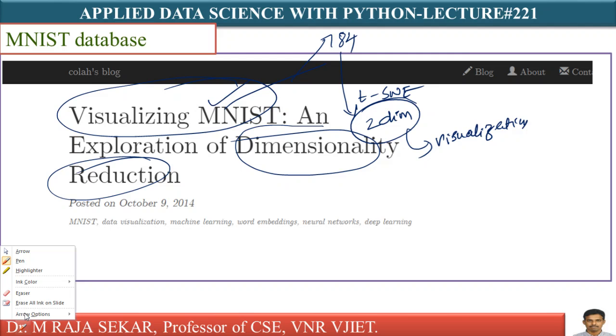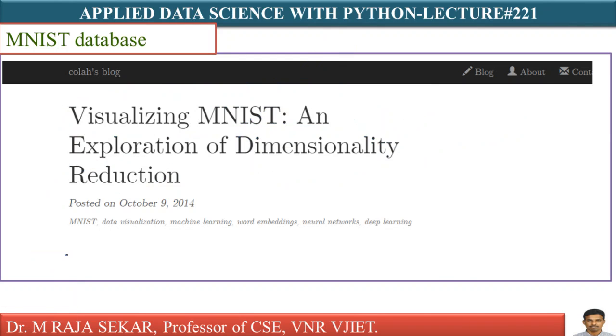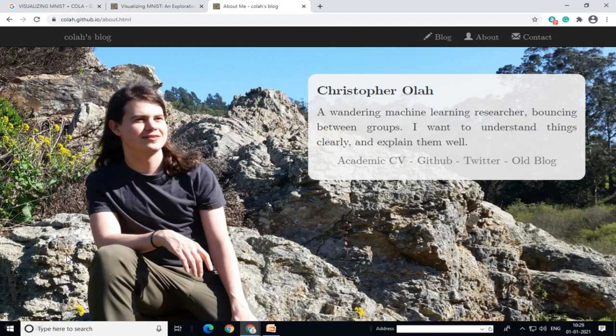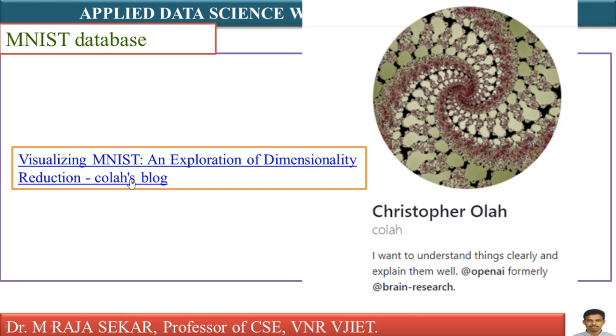We will go to this particular blog. As I told you, Christopher Olah is a great man. He explained very neatly how one can reduce these 784 dimensions into a two-dimensional data set by using t-SNE, and how one can visualize this data set. He explained in a neat and detailed manner. We will try to understand those things.